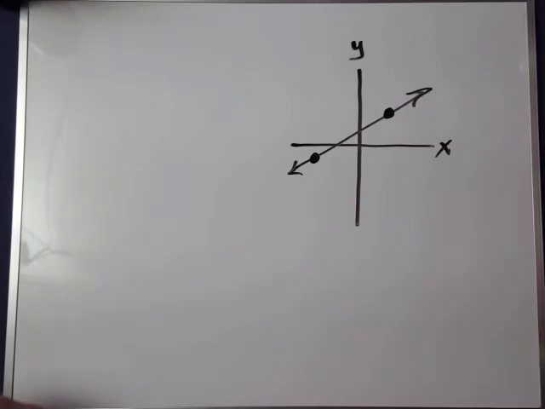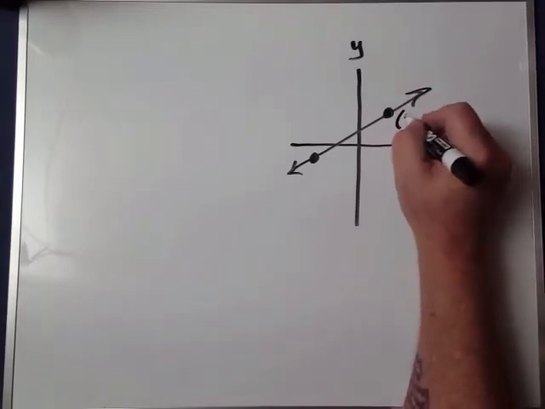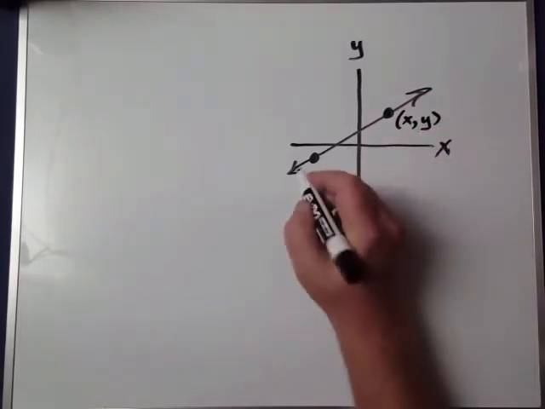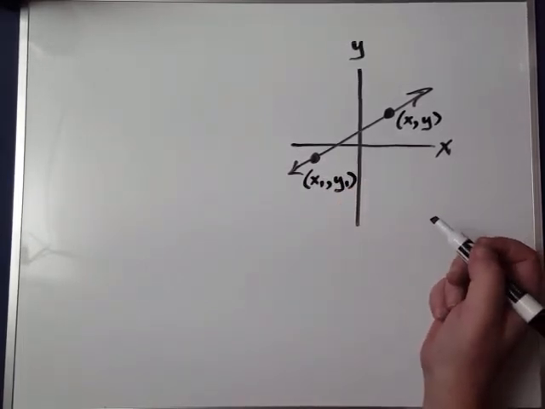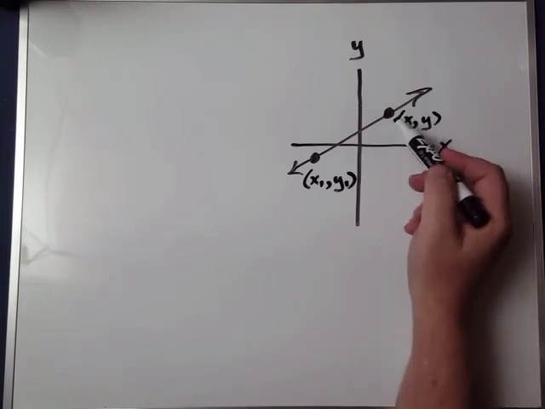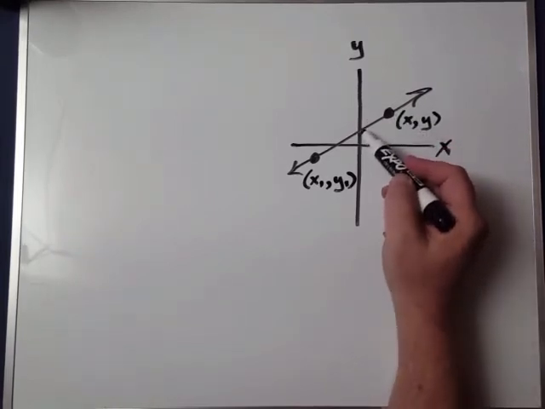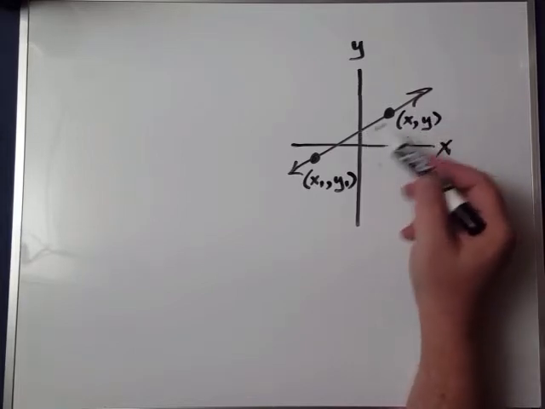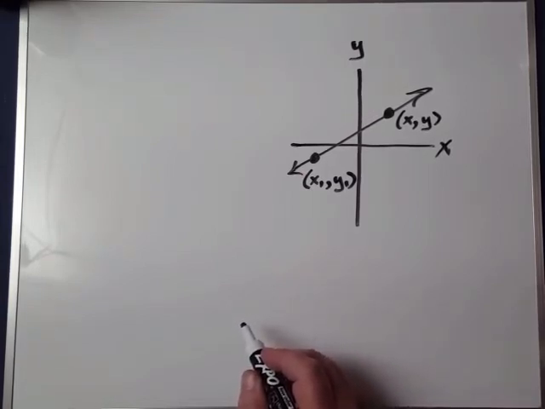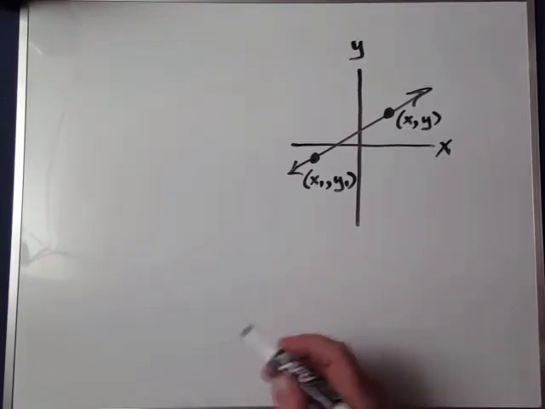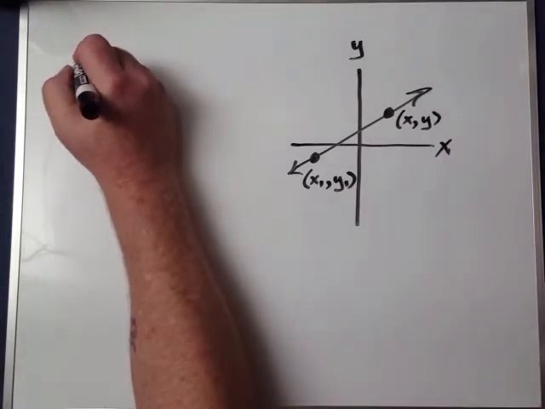Let's talk about a line that has two generic points, and let's call them x, y and x1, y1. Last time we started with an x, y, and a very specific point, the point 0, b, on the y-axis. This time we're just talking about two points anywhere on that line. And like last time, let's begin by finding the slope.